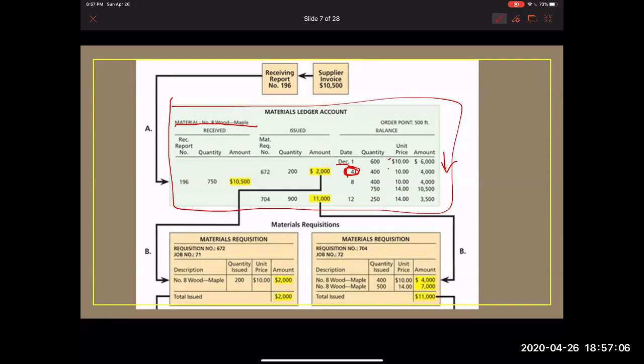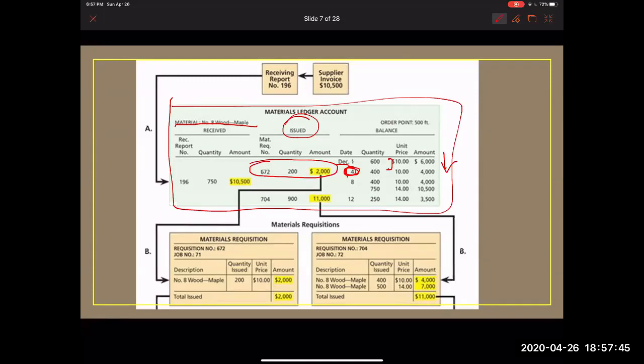Then it provides me more information on this line. It says materials requisition number 672. I don't know much about that, so I'm going to keep going. It tells me that the quantity is 200, which makes sense because I was able to do that quick calculation, so it confirms that something is going on. This is my issued, and then it gives me the total dollar amount of the materials that I'm issuing. Now, that doesn't really explain what happened to my 200 pallets of maple wood. I need to dig a little deeper.